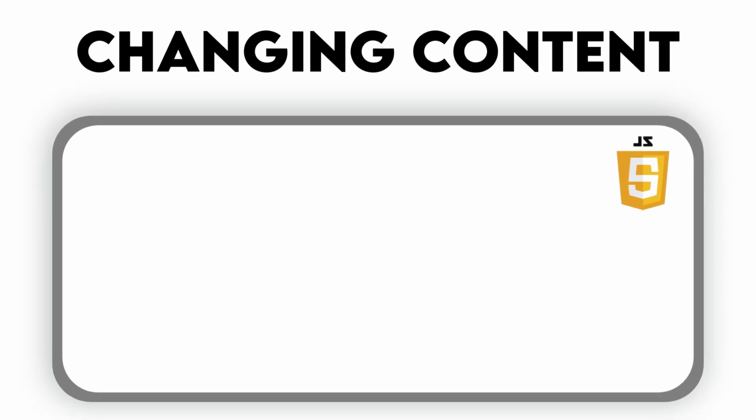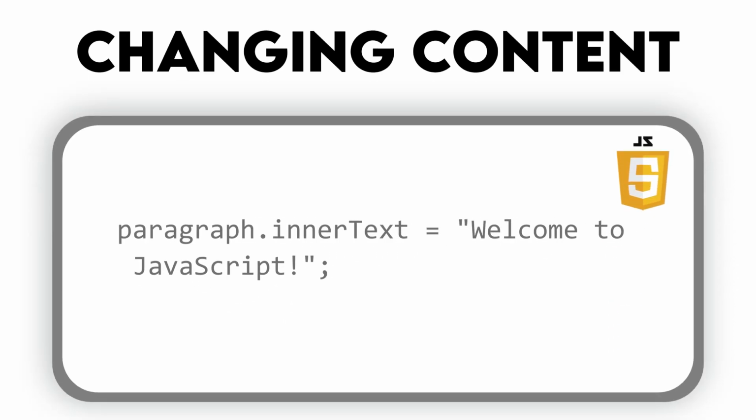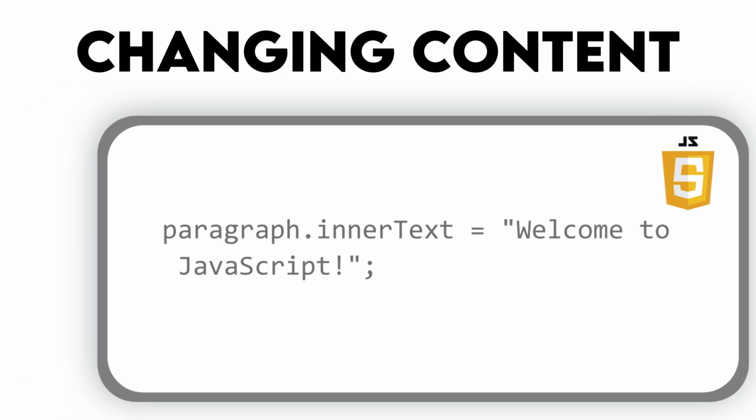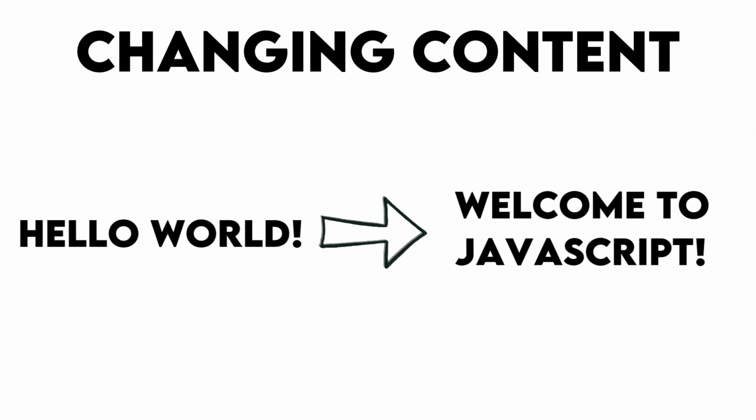But how do we change content? For paragraph tags, we can simply update the text inside an element dynamically using .innerText. Since I already assigned the paragraph value, all I have to do is say paragraph.innerText equals "Welcome to JavaScript". Now the text inside the paragraph changes from "Hello world" to "Welcome to JavaScript" without reloading the page.